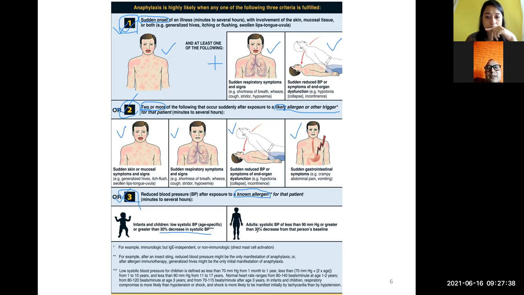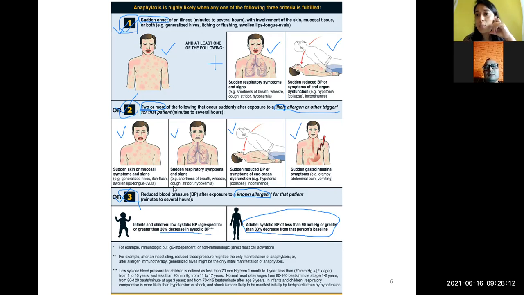In case of children or infants, it is the age-specific low systolic BP or a decrease greater than 30% of the systolic BP. And in case of adults, it is a systolic BP of less than 90 millimeters of mercury or a greater than 30% decrease from that person's baseline. So always think about these three clinical conditions whenever we are going to diagnose a case of anaphylaxis.